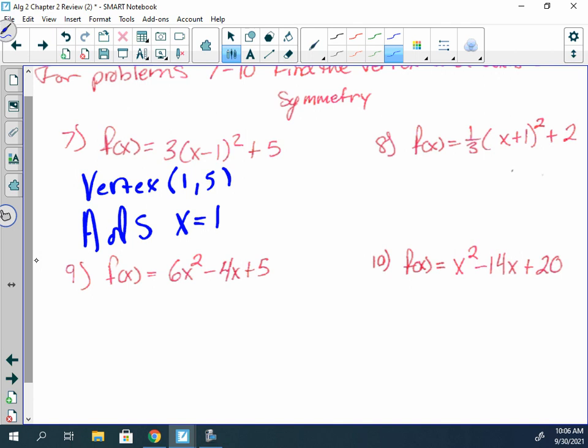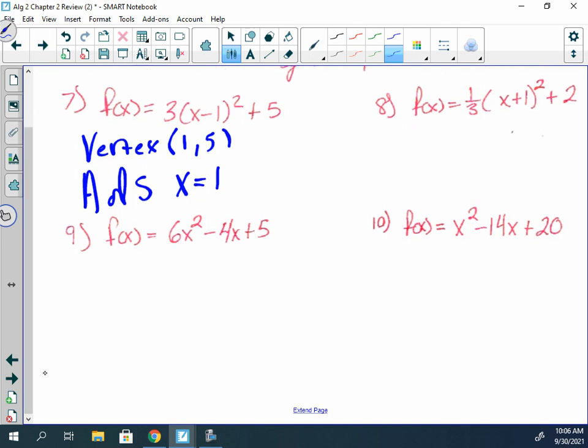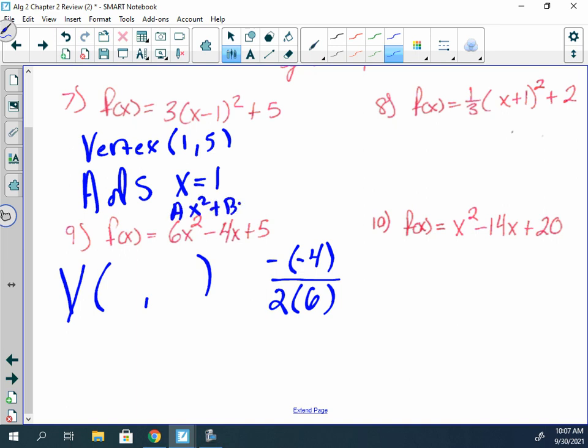Okay? Now, number 9, we have f of x equals 6x squared minus 4x plus 5. Well, that is in standard form. The vertex for this is negative b over 2a, comma, f of negative b over 2a. So looking at problem number 6, negative b over 2a. Well, what's the value of b? And a would be, because again, this is matching up with the equation ax squared plus bx plus c. Ax squared plus bx plus c is the equation that this lines up with.